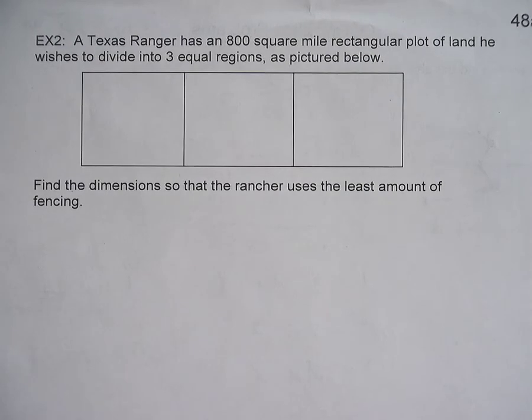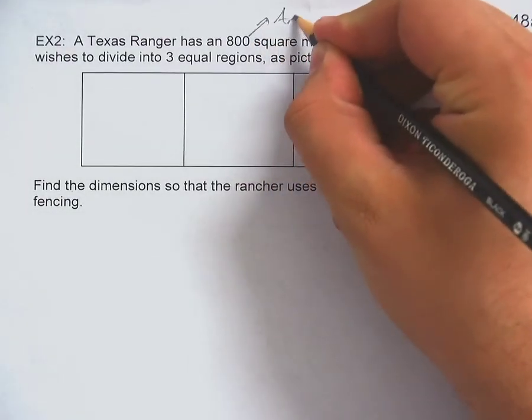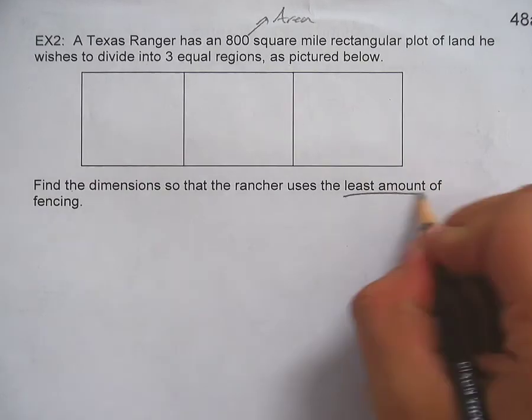Okay, so a Texas Ranger has an 800 square mile rectangular plot of land. That's an area. And he wants to divide it into 3 equal regions. Find the dimensions so that the rancher uses the least amount of fencing.